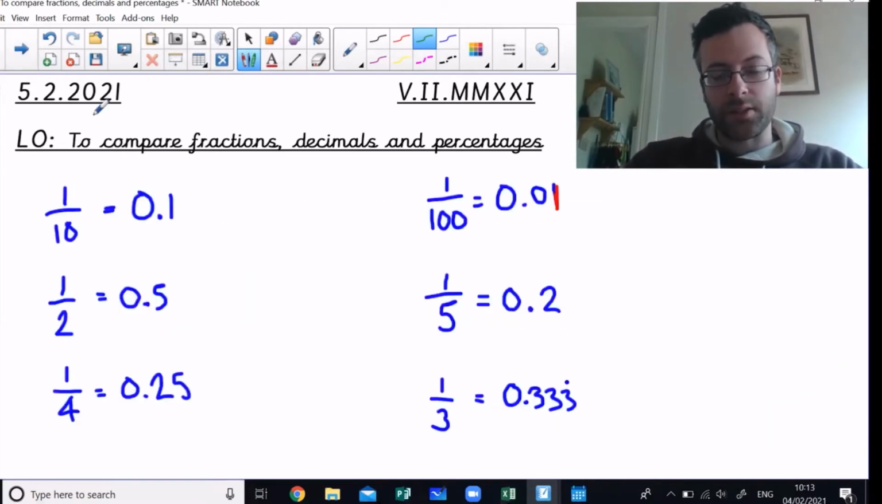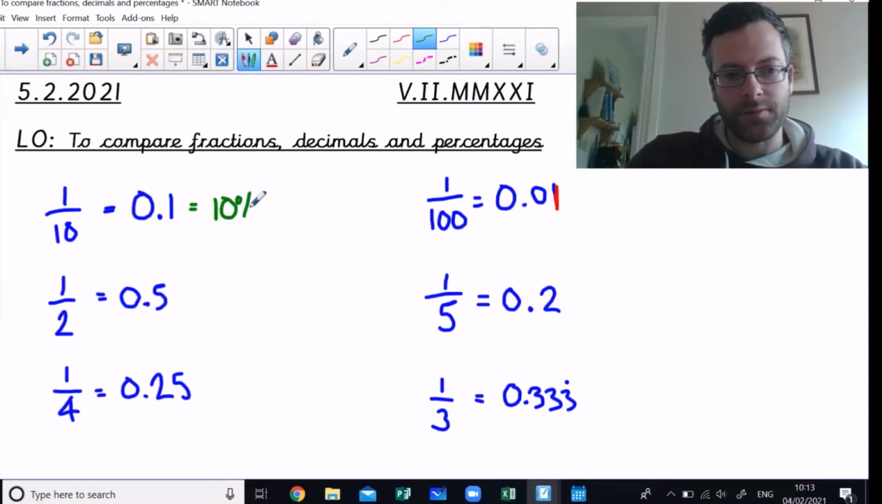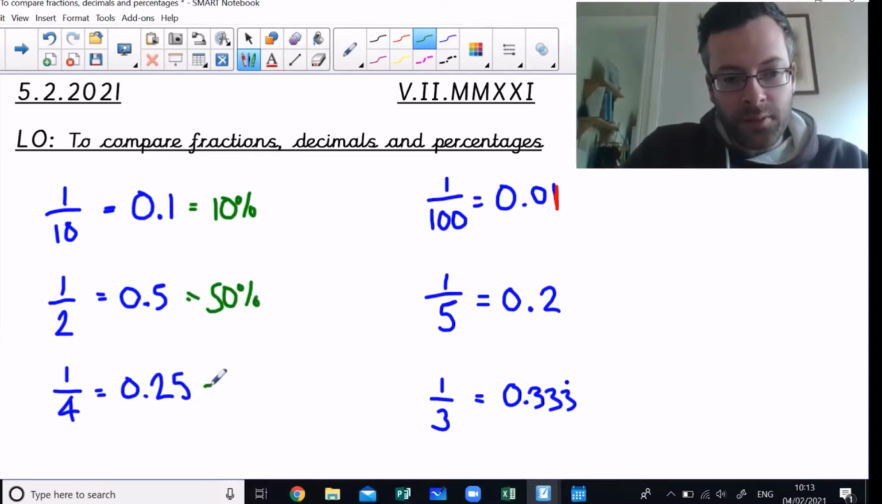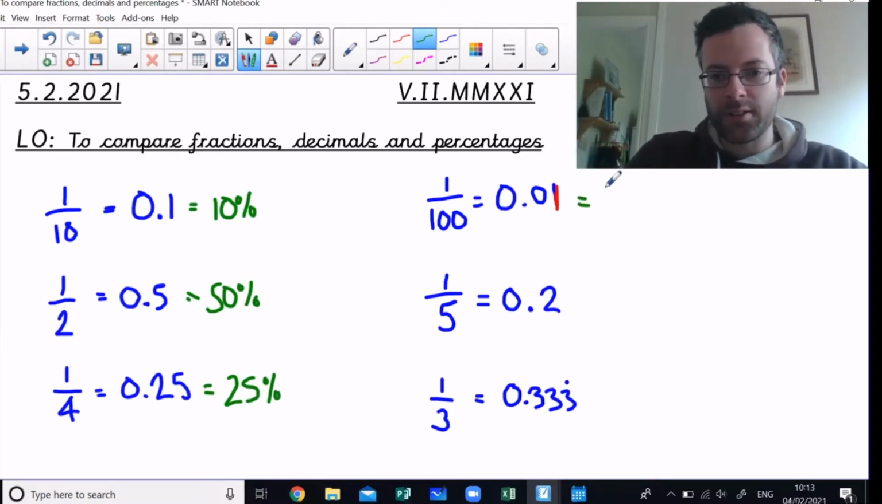So that leaves us with these facts that are worth remembering. 1/10 is 0.1, which is also 10%. 1/2 is 0.5, which is also 50%, because I've split 100% into 2 parts. 1/4, what if I split 100% into 4 parts? I'm left with 25%. 1/100, if I split 100% into 100 parts, I'm left with 1%. 1/5, if I split 100 into 5 parts, I'm left with 20%.